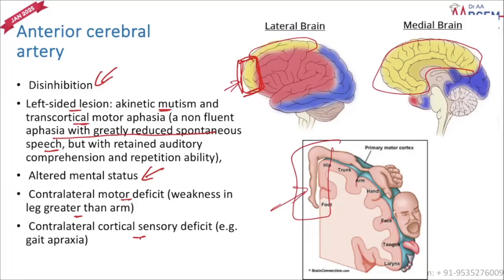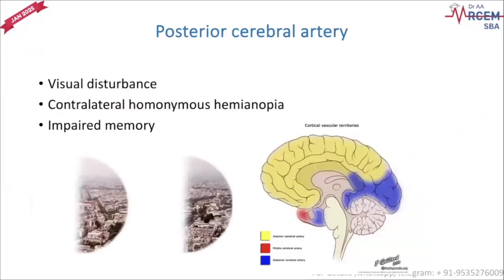So repetition remains fine. Once he says the word, he can repeat it multiple times without any slurring or any loss of fluency. But initially, when you ask the question, there will be loss of fluency. This is known as transcortical motor aphasia, which is seen because of anterior cerebral artery involvement, if the dominant hemisphere is involved. What about when the posterior cerebral artery is involved?